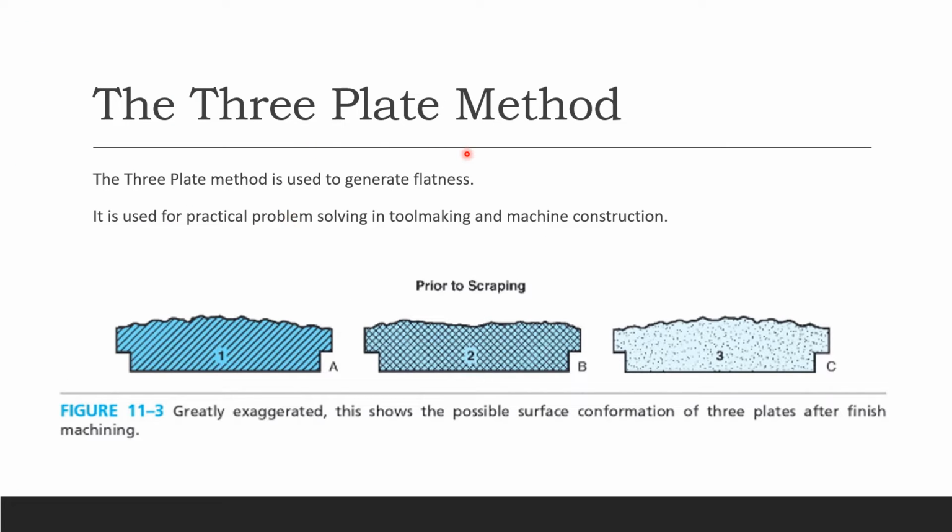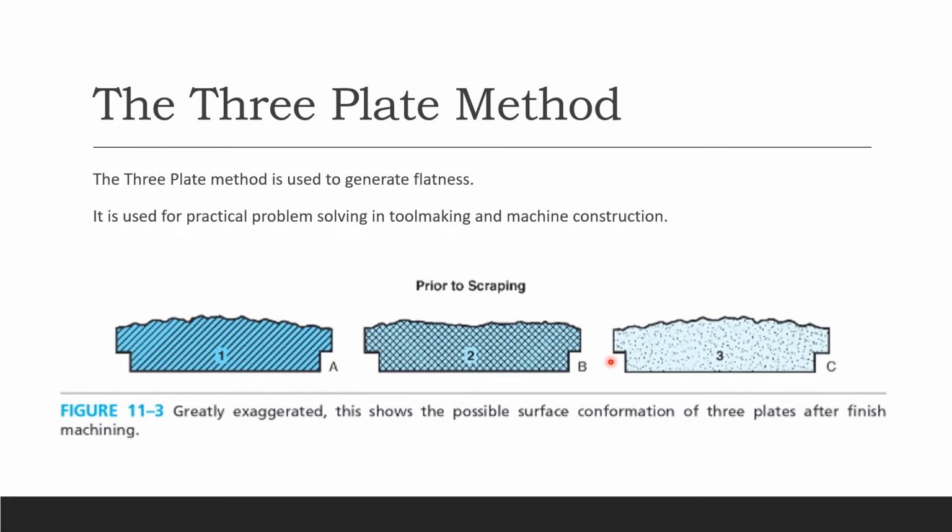Okay, so the method, the 3-plate method. So we definitely have 3 plates here in this method. It is used to generate flatness. Okay, we have to make the surface, so we will generate flatness in order for us to be able to make a perfect reference plane.